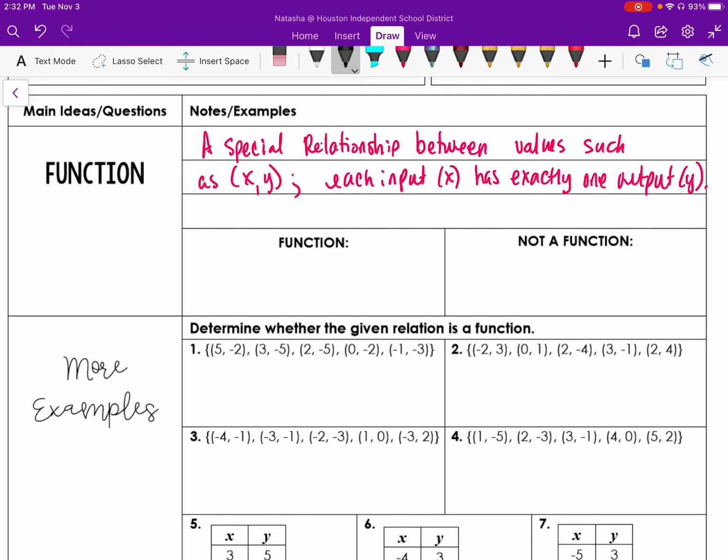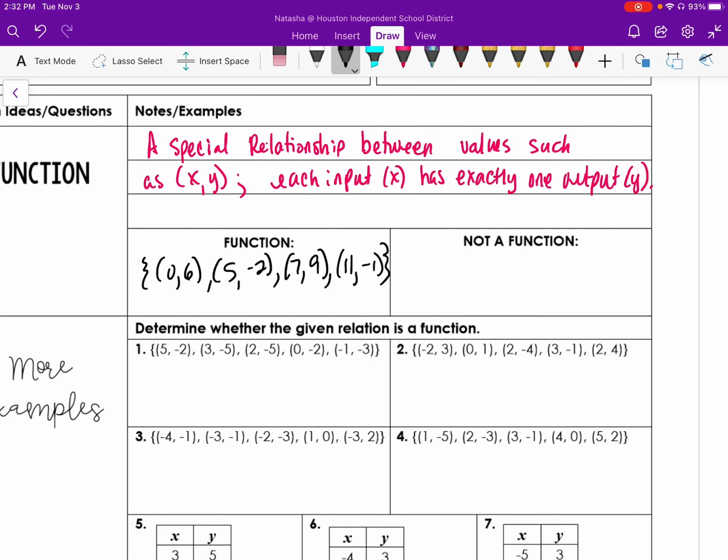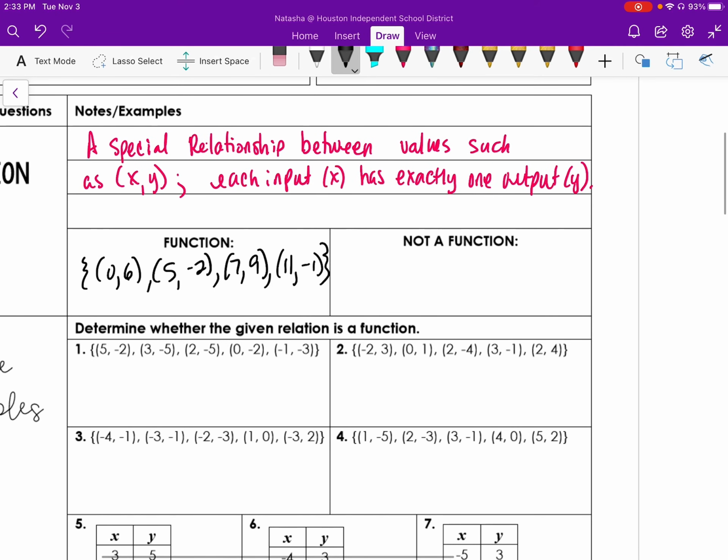Now I'm going to give you an example of a relation that is a function, and an example of a relation that is not. If I were to give you this set of ordered pairs, (0, 6), (5, -2), (7, 9), and (11, -1), that is a function. There is one y value for each x value: 0 to 6, 5 to -2, 7 to 9, 11 to -1.